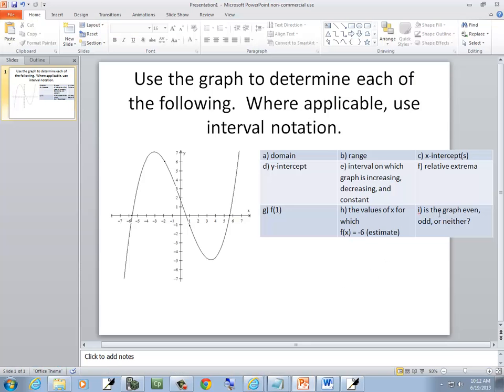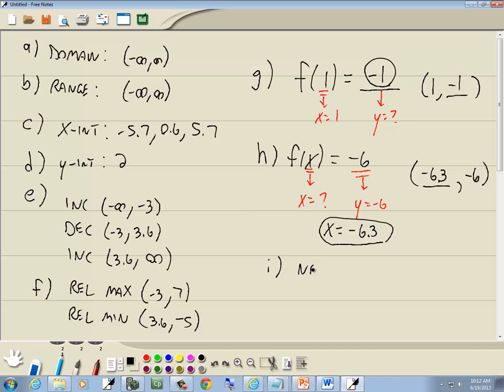And I says determine whether it's even, odd, or neither. It's not even. You can't take this part of the graph, flip it across the y-axis, and have it land exactly on this. It's close to odd, except it's not quite. It's off a little bit. So this is neither. And those are our answers.